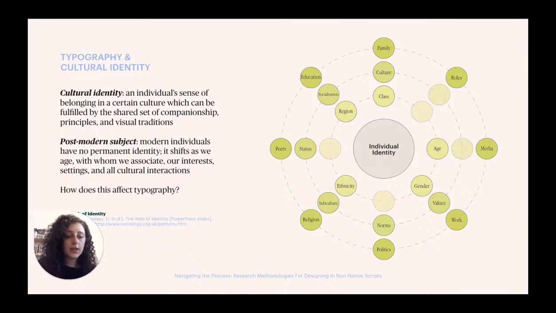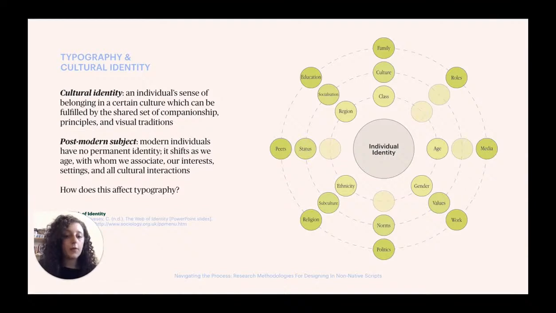Within cultural studies and related to the concept of cultural identity, we have the idea of the postmodern subject, that modern individuals have no permanent identity. It shifts as we age, with whom we associate, our interests, settings, and all cultural interactions.